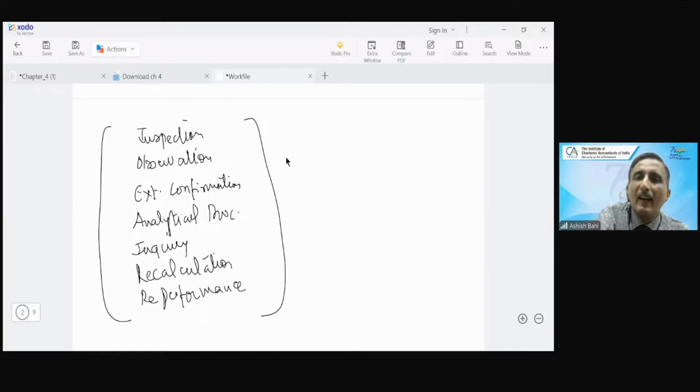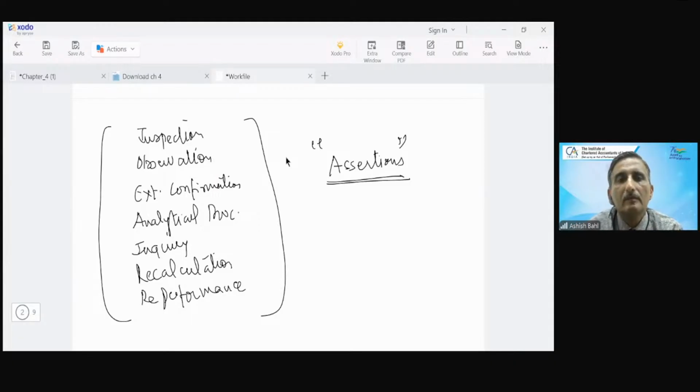So one more term, students, which comes in auditing, which I feel many students, even up to the final exams, are not clear about. This term is assertions. So tell me, students, what do we mean by assertions? Quickly.